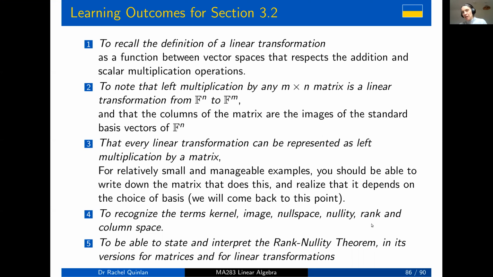And we also have these words nullity and rank. So the rank of a matrix is the dimension of the column space. The rank of a linear transformation is the dimension of the image. And of course, those two concepts are really exactly the same. The nullity, which is a less encountered word, is sometimes used for the dimension of the kernel, although it's mostly used in the description of the Rank-Nullity Theorem.